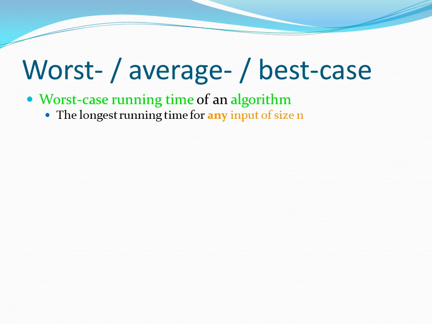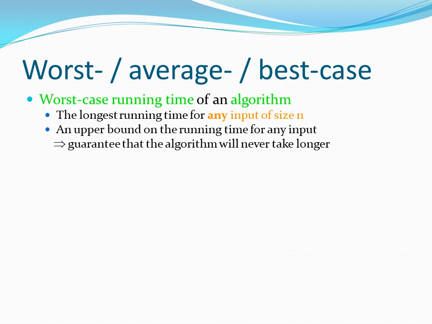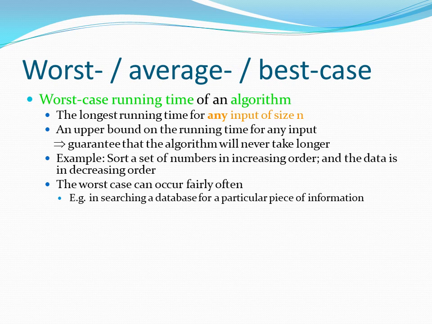Worst case, average case, best case. Worst case running time of an algorithm is the longest running time for any input size n. So it is an upper bound, a guarantee the algorithm never takes longer than this value.